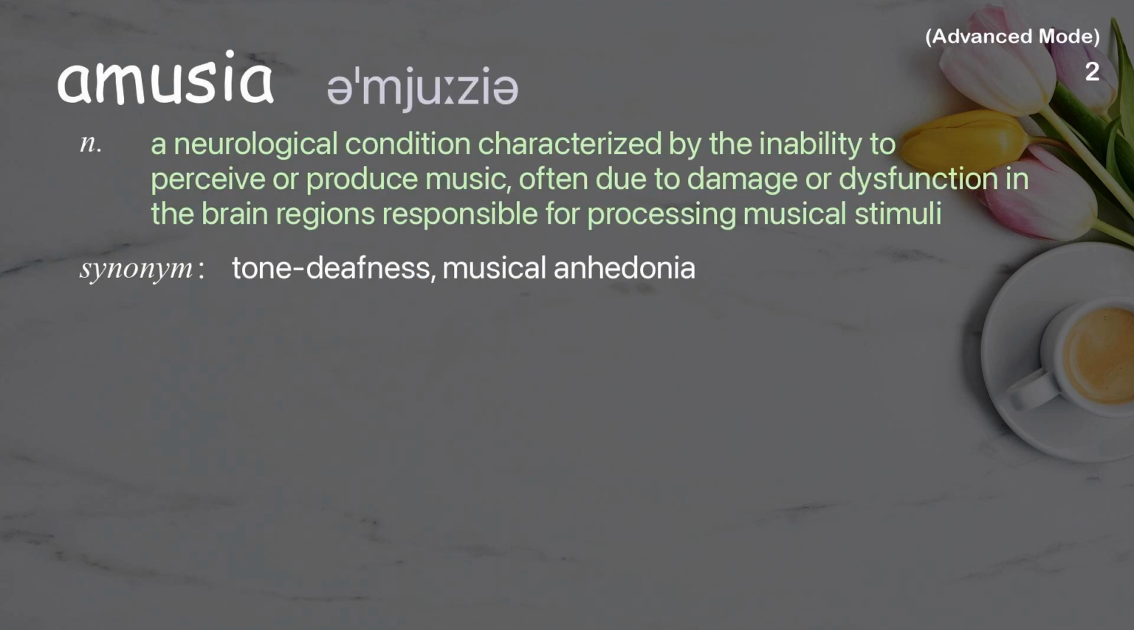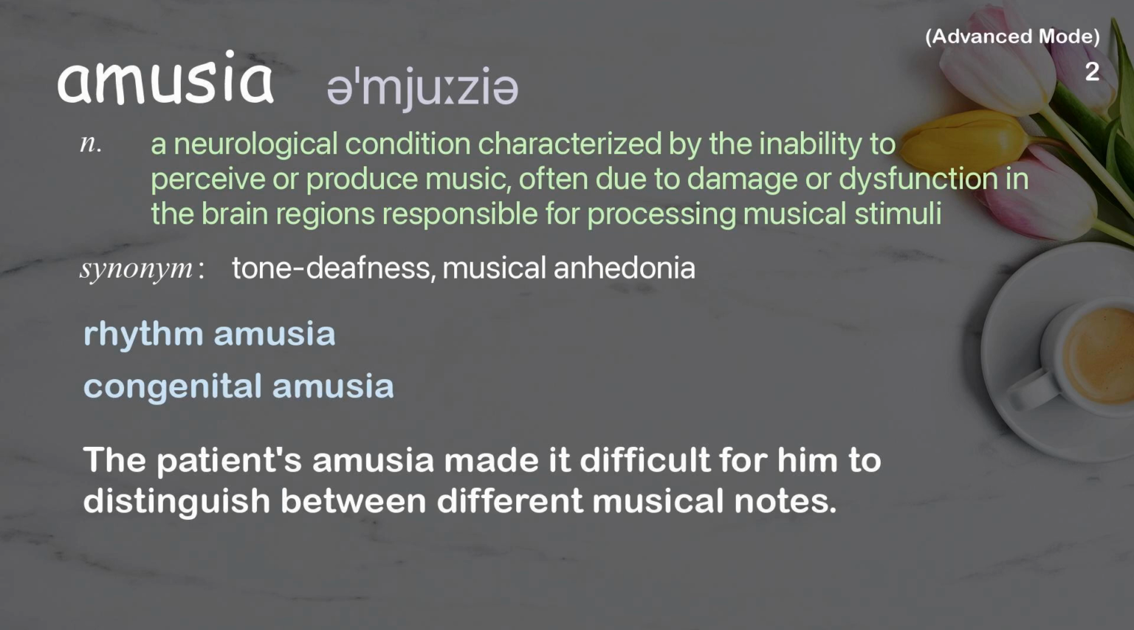Amusia. A neurological condition characterized by the inability to perceive or produce music, often due to damage or dysfunction in the brain regions responsible for processing musical stimuli. Examples: Rhythm amusia. Congenital amusia. The patient's amusia made it difficult for him to distinguish between different musical notes.